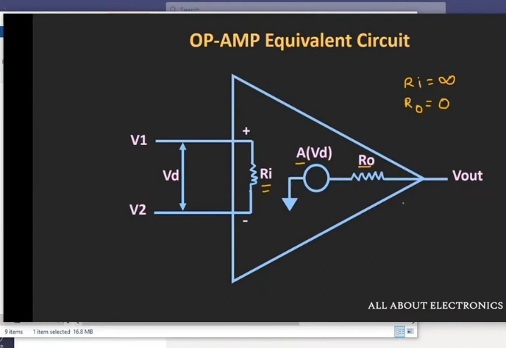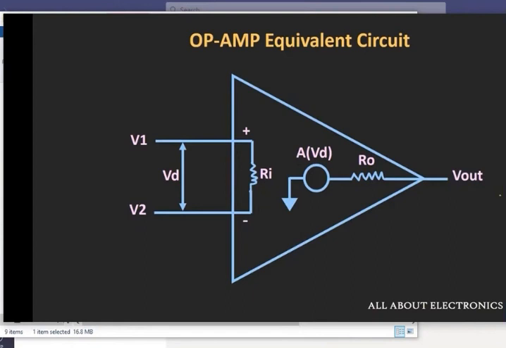Similarly, the output impedance of this op-amp should be equal to 0. That means whenever we apply the output load to this op-amp, the output voltage should directly come across this output load. Then the bandwidth of the ideal op-amp should also be equal to infinity. It means it should support all the frequencies starting from 0 Hz up to infinity. Similarly, the gain of the ideal op-amp should also be infinite. Apart from that, whenever these two input terminals are at 0, that means the input to this op-amp is 0, at that time the output of this ideal op-amp should be equal to 0.